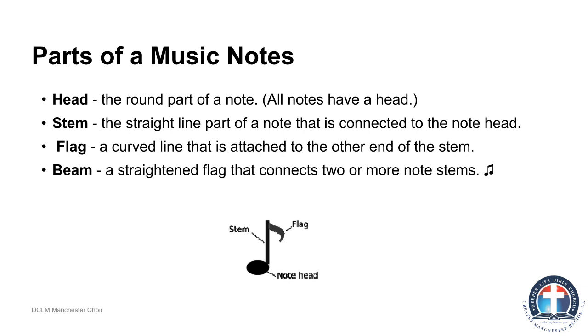Then the third part of a music note is a flag. The flag is a curved line that is attached to the other end of the stem. There are some notes that have one flag, some have two flags, as the case may be. And then we can see the beam. The beam is a straightened flag that connects two or more note stems. If two notes that have a flag are connected, the connection that connects the two notes is often called a beam.